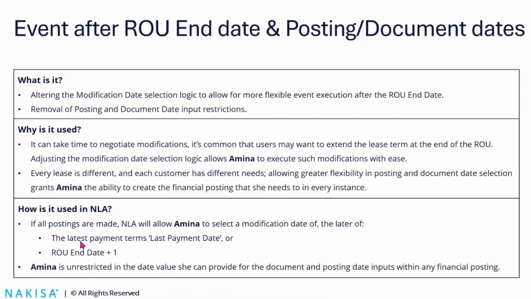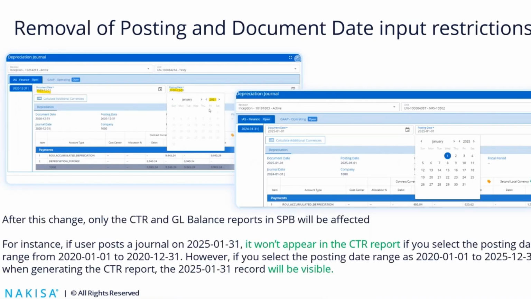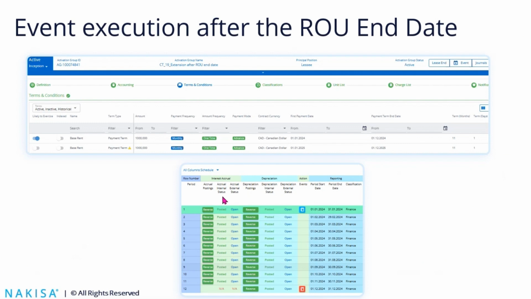So what will happen is that if all the postings are made for a lease in NLA, Amina will be allowed to select a modification date of the last payment date or the ROU end date plus 1 day. She'll be able to actually do an extension or run an event. So an example here I've shown you is an active lease where all the postings have been made, but the termination has not been posted yet, and the lease is not closed or at a lease end status. What you can do now is actually extend this contract.